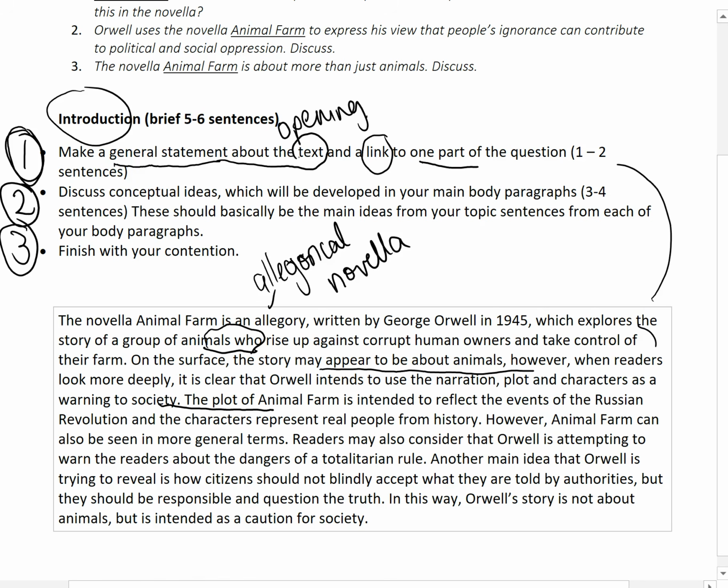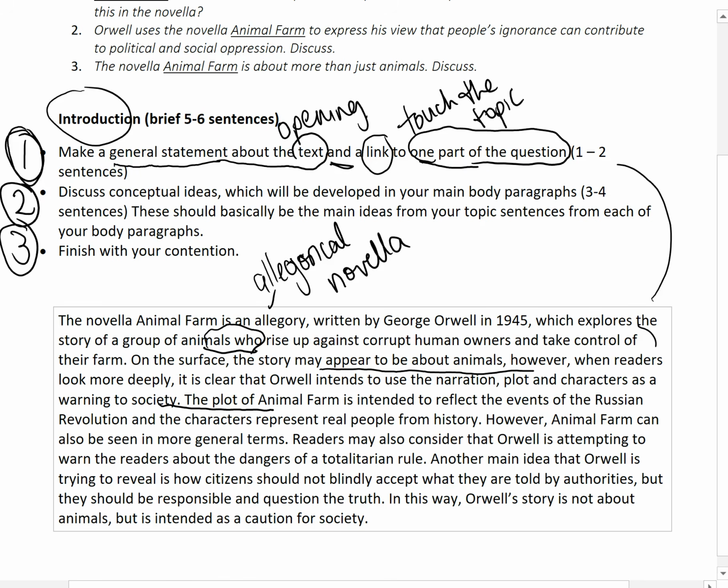So some sort of statement about Animal Farm written by George Orwell in 1945. That's kind of the information about the text you need to put in. And then it's really good practice to have a link or connection to at least one part of your essay topic or your question. So I like to call this, you touch the topic. You don't give your full answer.